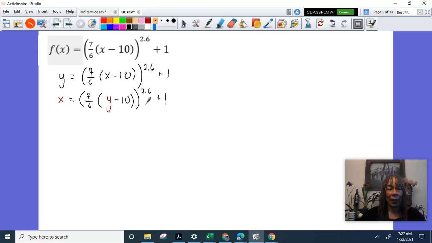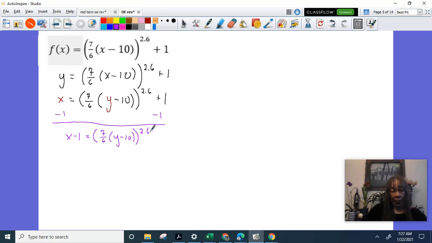Okay. So, not a big deal. Now we just solve. So I'm going to subtract 1 from both sides. And I now have x minus 1 equals open parentheses 7/6 of y minus 10 close parentheses to the 2.6 power. All well and good. Now I need to get rid of that exponent because I can't touch the stuff inside until I get rid of it. How do you clear an exponent?